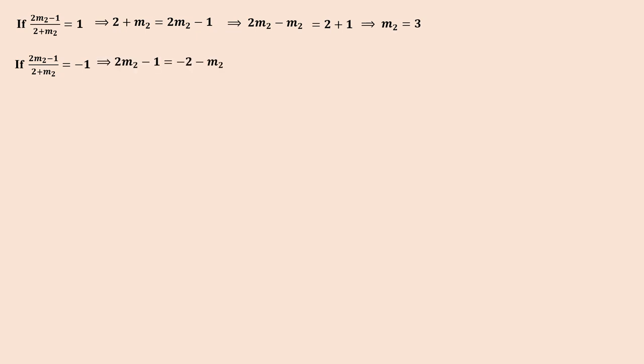Therefore m2 is equal to 3, because 2m2 minus m2 is m2, and 2 plus 1 is 3. If 2m2 minus 1 by 2 plus m2 is equal to minus 1, cross multiplying, 2m2 minus 1 is equal to minus 2 minus m2. Grouping m2 on one side and numbers on the other side, 2m2 plus m2 is equal to minus 2 plus 1. So 3m2 is equal to minus 1, m2 is equal to minus 1 by 3.